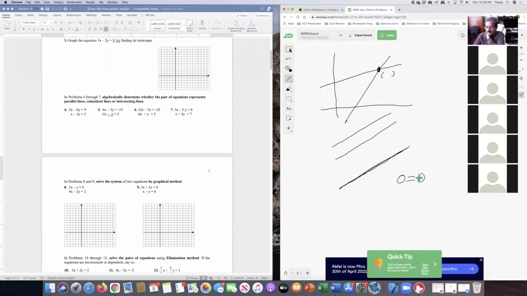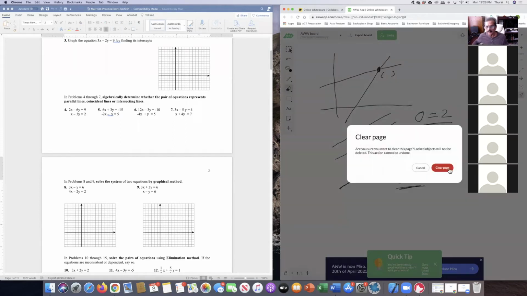So this means they're coincident. Getting something like 0 equal to 2 when you try to solve them indicates that they are parallel. So those are the ideas we learned in class. So I'm going to solve this one and show you what happens.